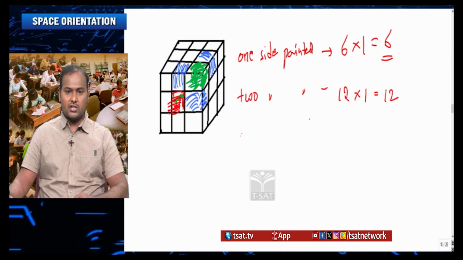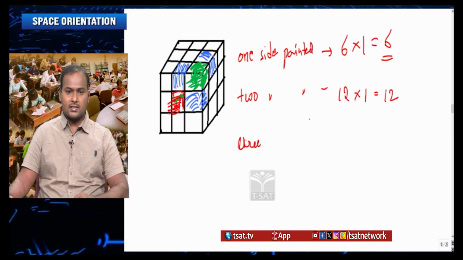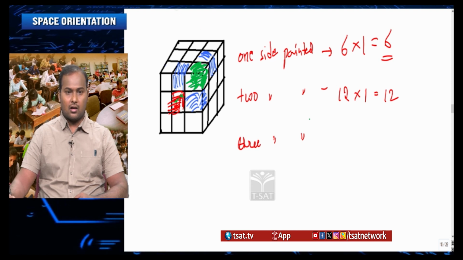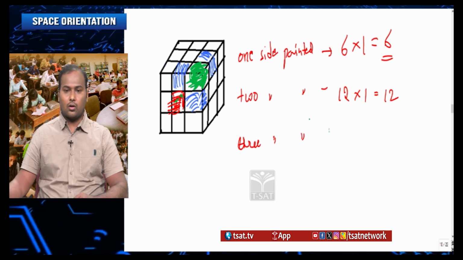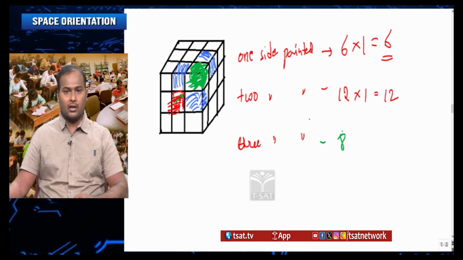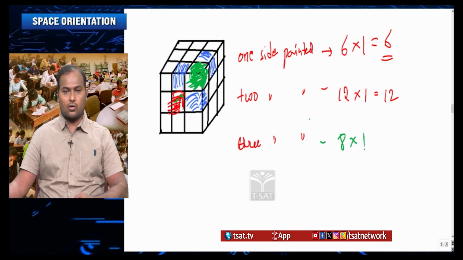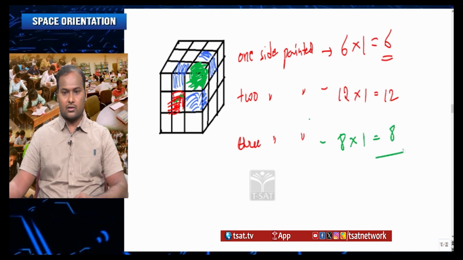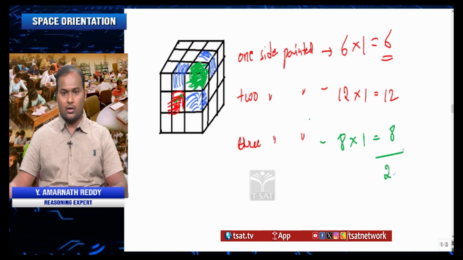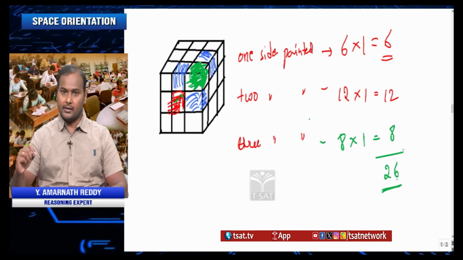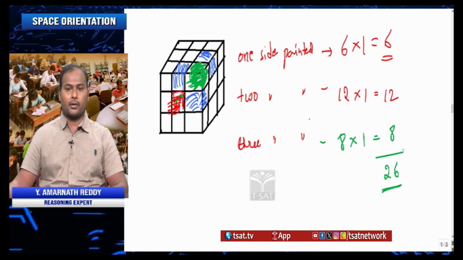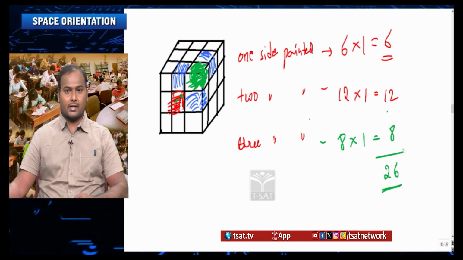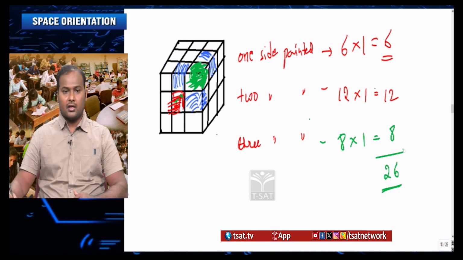The next one is, how many small cubes will have 3 sides painted? I already said that the 3 side paint is always present on the corners. In total how many corners do we have? We have 8 corners, and each corner has 1. So your answer is 8. And what is the total here? 8 plus 12 plus 6, total 26 are painted. So in this total of 26 painted, 6 are one side painted, 12 are 2 side painted, and 8 are 3 side painted.